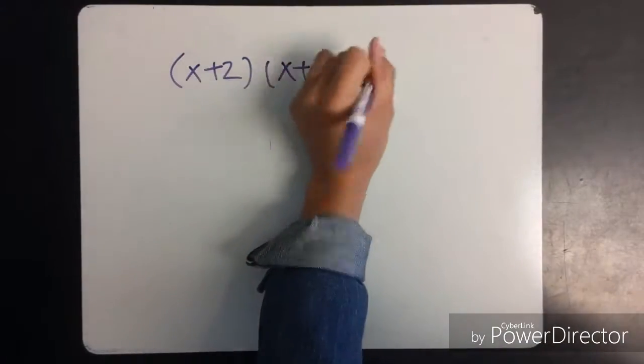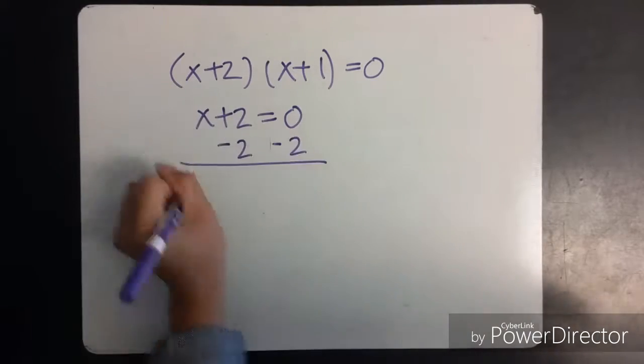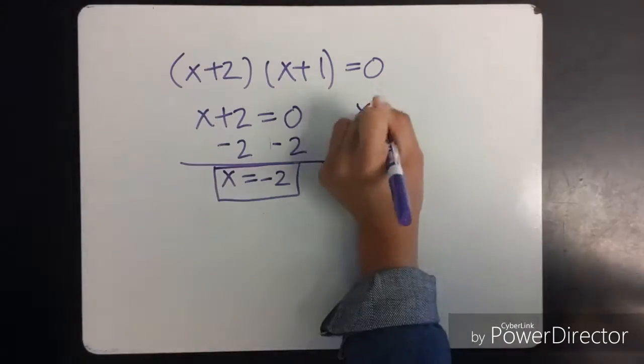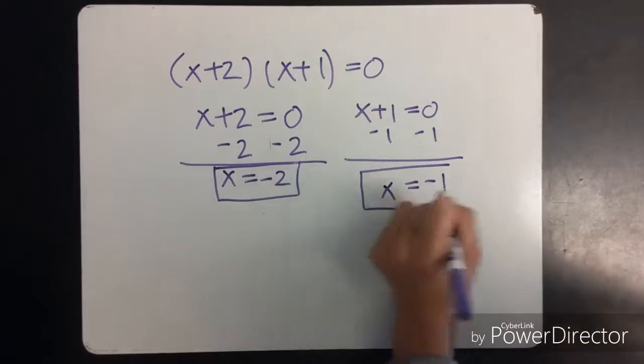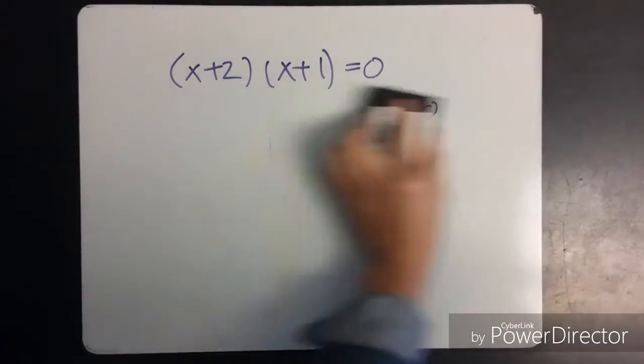Now take your factored form and set them both equal to 0. Now get x by itself, and your answers are x equals negative 2 and x equals negative 1.